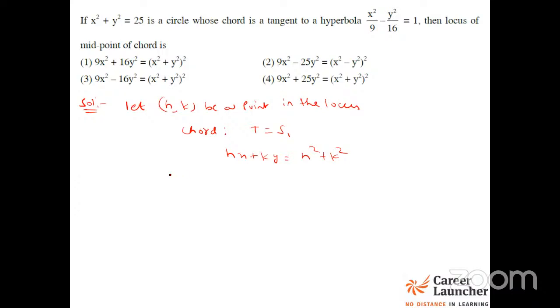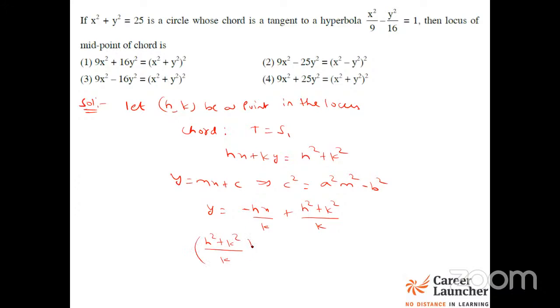So what is the condition for the line y is equal to mx plus c to be a tangent to the hyperbola? We get c square is equal to a square m square minus b square, right? So if you convert this line in this form, we get y is equal to minus hx by k plus h square plus k square upon k. So h square plus k square upon k, this is c, and c square is equal to a square, which is 9, times m square. What is m square? h square by k square, minus b square, which is 16.